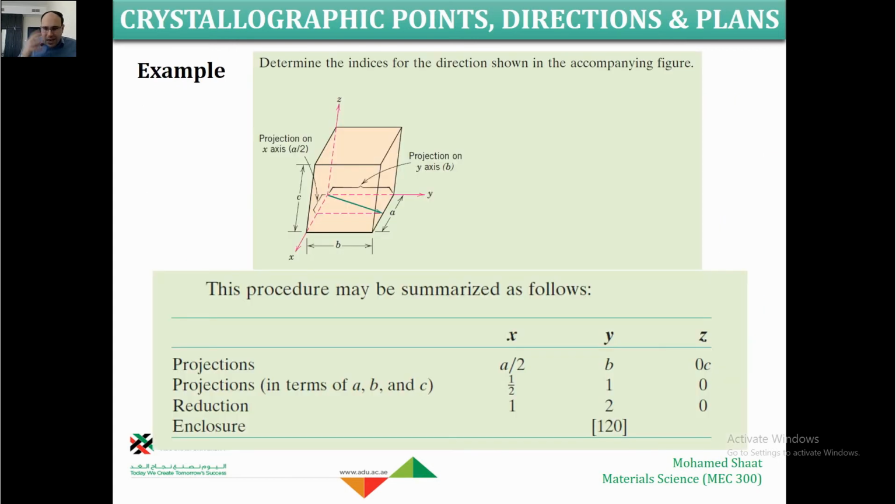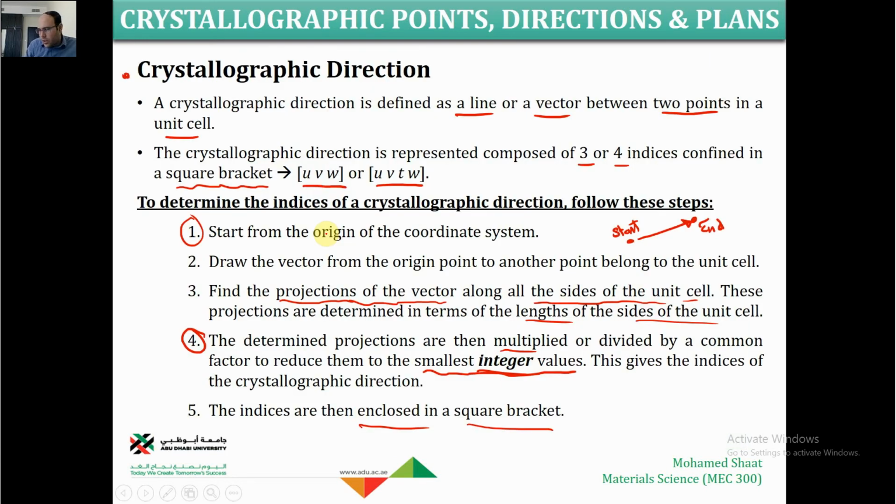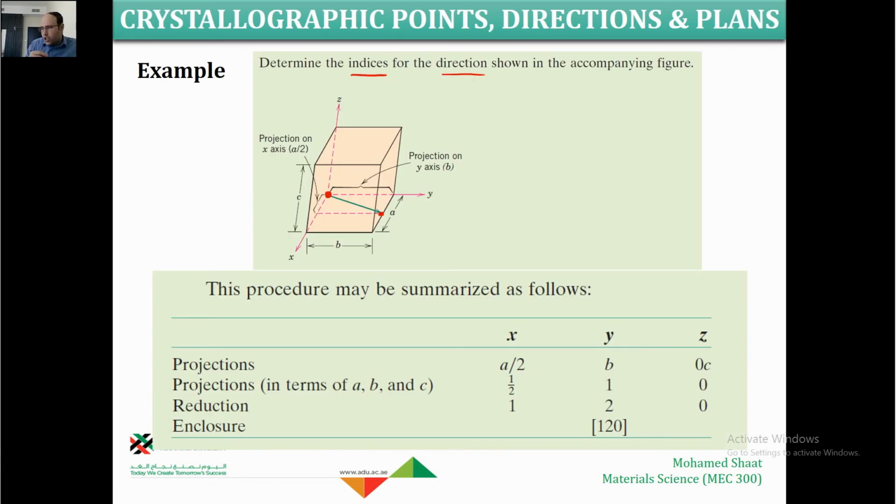To understand it more, let us start with this example. Assume that you are given this unit cell, and you are required to determine the indices for the direction shown in this figure. What is the direction? The direction starts from here. This is the start point, and this is the end point. According to this procedure as explained in the textbook, your objective is to find the projections of this vector along X, Y, and Z.